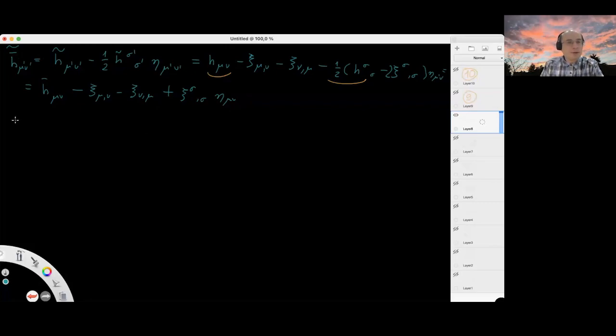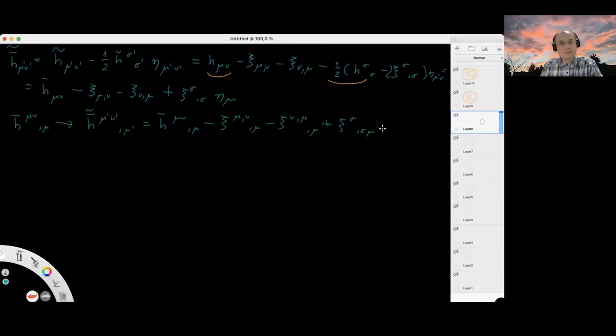Now, what is happening with this thing here, the divergence of that? Well, it transforms into h bar tilde mu nu,nu, which is h bar mu nu,nu minus psi mu,nu nu minus psi nu,mu nu plus psi sigma,sigma mu eta mu nu. And that's h bar mu nu,nu.